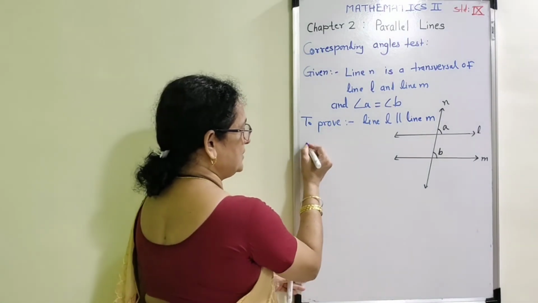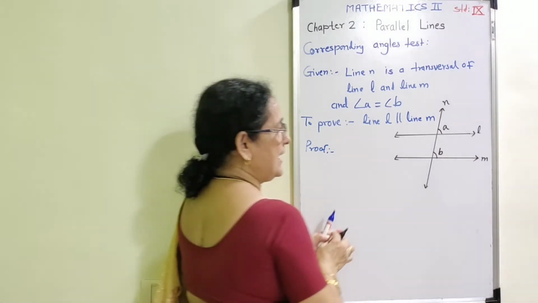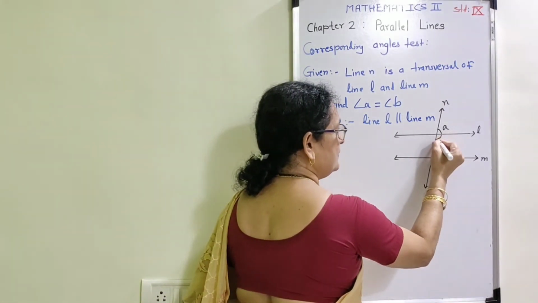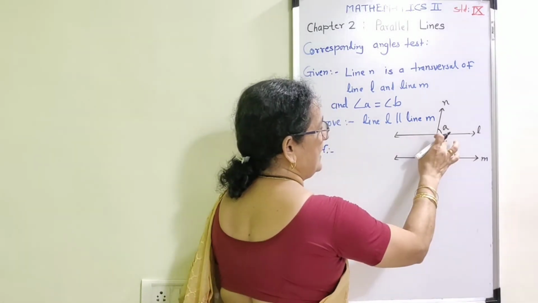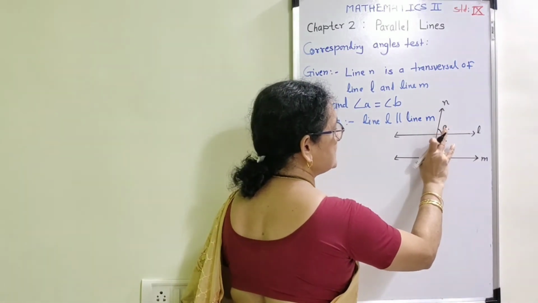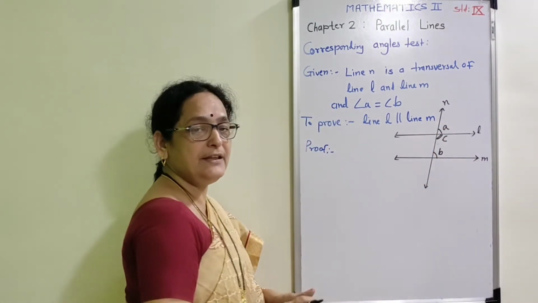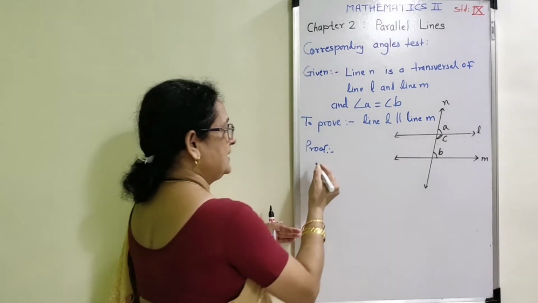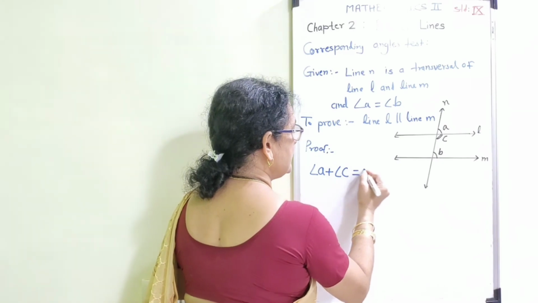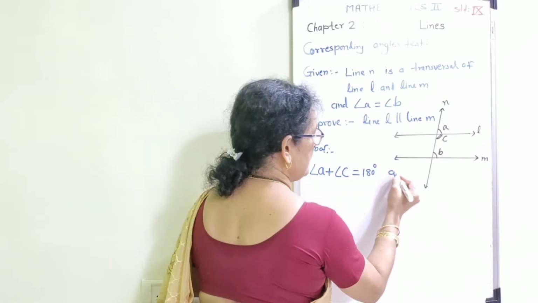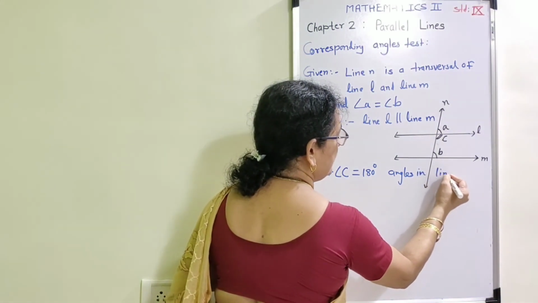Now I am going to write the proof. Here also I need help of the third angle. I have taken angle C, which is in linear pair with this angle A. I have taken this third angle C, which is not congruent but which is in linear pair with angle A. Now angle A plus angle C is equal to 180 degrees. My first step of the proof, angles in linear pair.